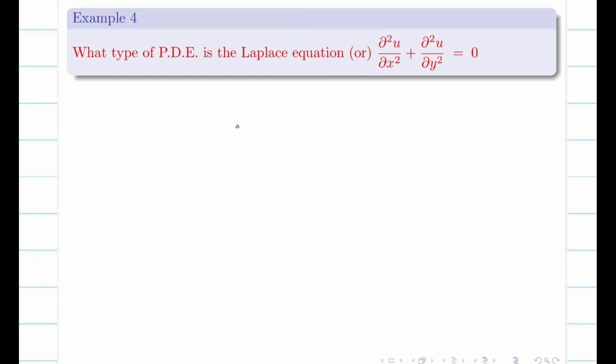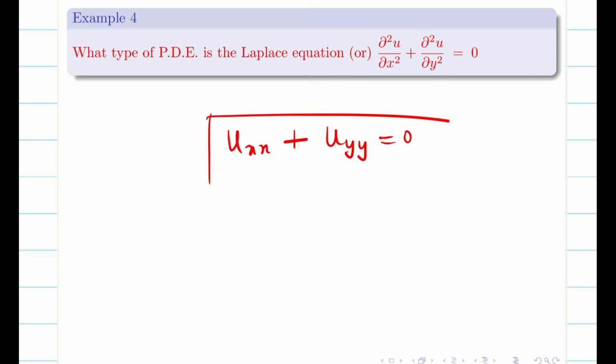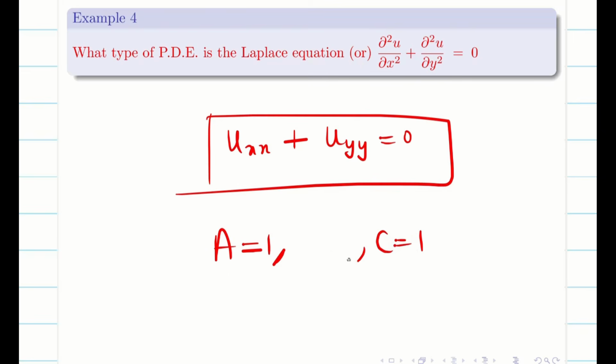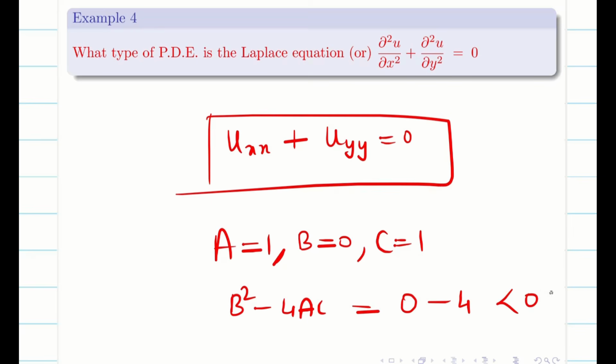Next problem, what is the PDE for Laplace equation? Laplace equation is u double x plus u double y equal to 0. Here a is 1, c is 1 and b is 0. So b square minus 4ac, I'll directly get minus 4, that is less than 0. So I will declare this as elliptic.